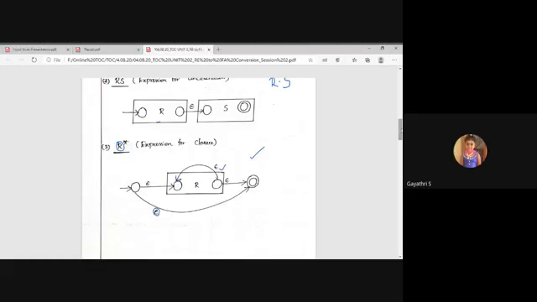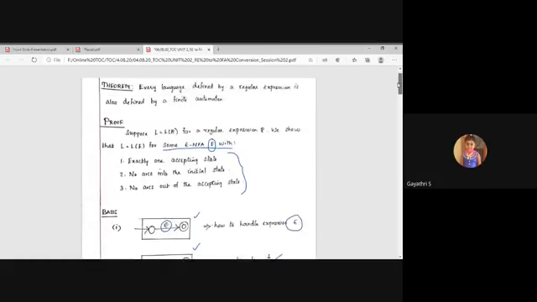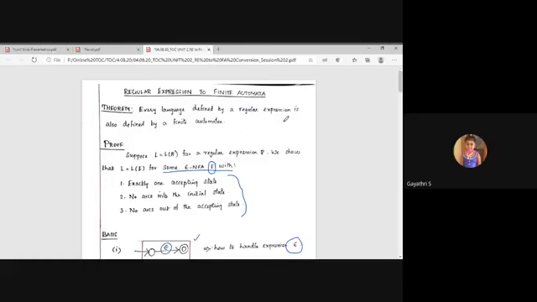This is actually the theorem given in your textbook. This is the theorem for regular expression to finite automata, in particular regular expression to epsilon NFA.